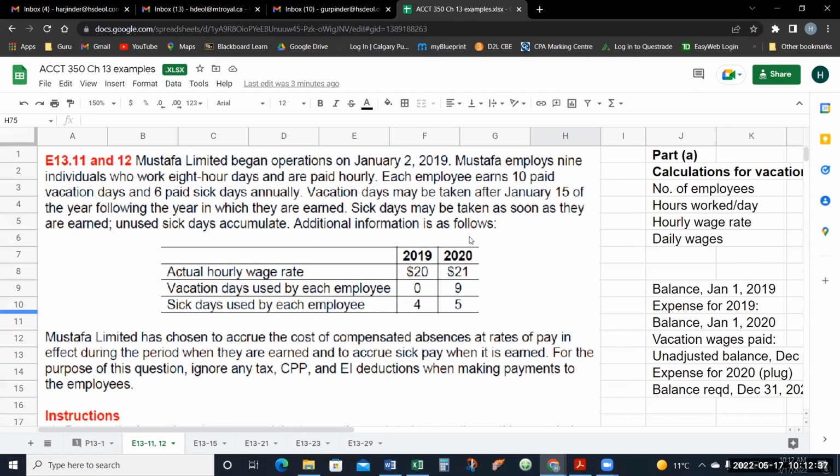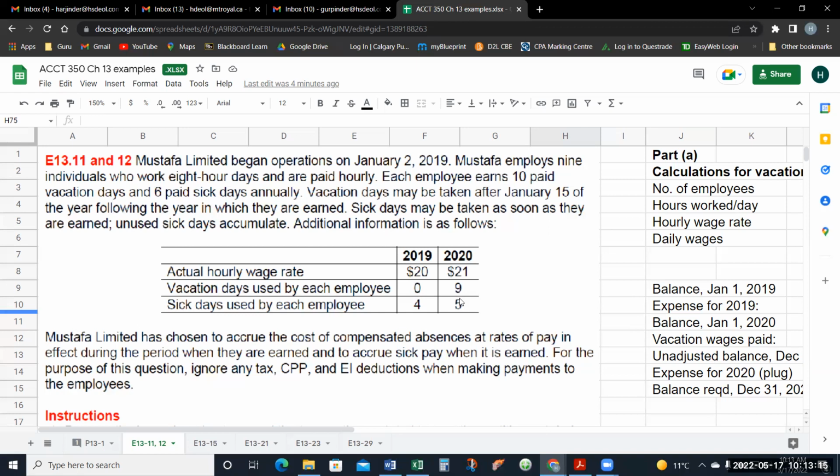And then we're given some additional information: the actual hourly wage rate for 2019 and 2020. We're given the number of vacation days that were used by each employee. Now, the vacation days were 0 for 2019, and that makes sense because a vacation entitlement doesn't kick in until the year after. After the employees have worked during 2019, they become entitled to use their vacation days in 2020. So we can see that out of 10 paid vacation days, each employee has used 9 vacation days.